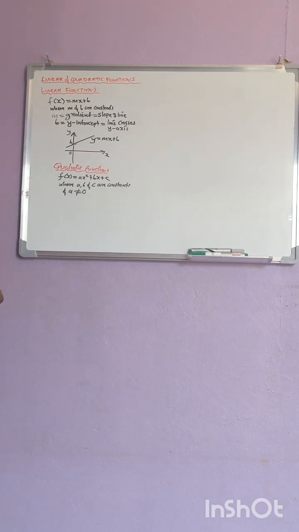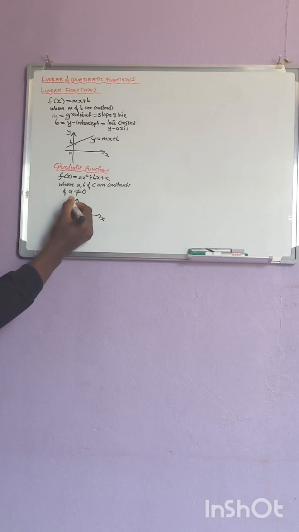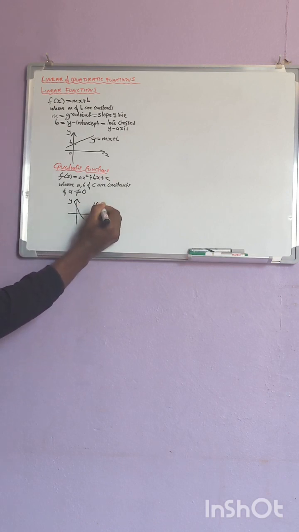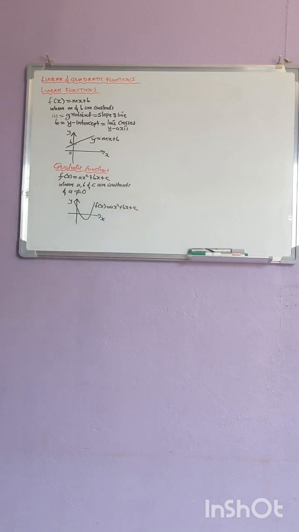Quadratic functions graph as parabolas. You have your x and your y-axis, and the graph will be in this form. So this is f of x equal to ax squared plus bx plus c. The graph can curve upward or downward, depending on whether the value of a is positive or negative. But we'll look at how to graph quadratic functions in the next video.